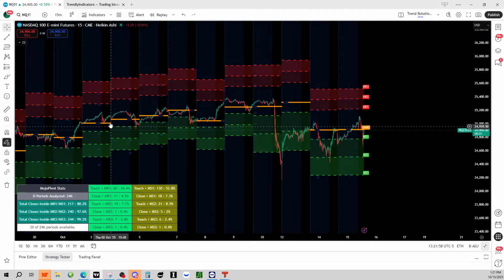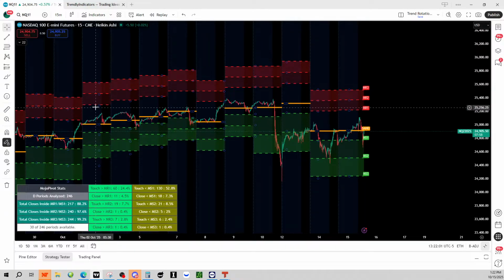88.2% of the time, price closed within this area, between the MR1 and the MS1. Let's go a little bit further out, to a bigger area. 97% of the time, which makes sense, right? That's a bigger area, so it gives more probability that price will stick in between there. So 97% of the time, at the end of the day, price closed within these two areas on the daily time frame.